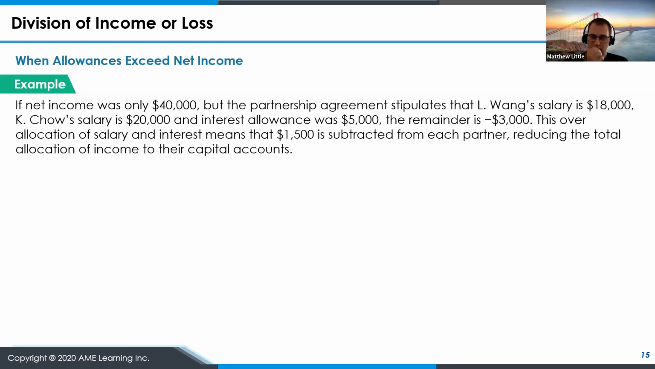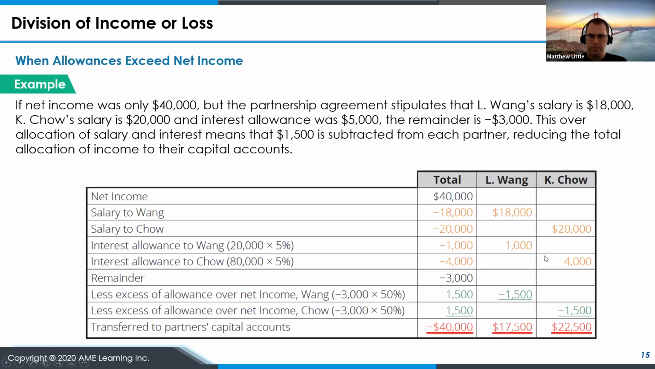Now, what if allowances exceed net income? So let's assume that net income was only 40,000 for a minute. But Wang's salary is 18, Chow's salary is 20, interest allowance was $5,000, and the remainder was a negative 3,000. So in this case, the first few steps are the same. We're giving 18 to Wang, 20 to Chow, 5% of their opening capital being 1,004. So we have a net loss to be allocated of $3,000.